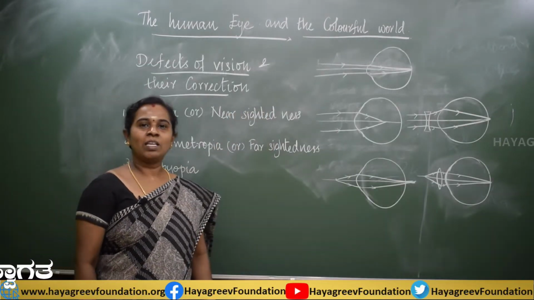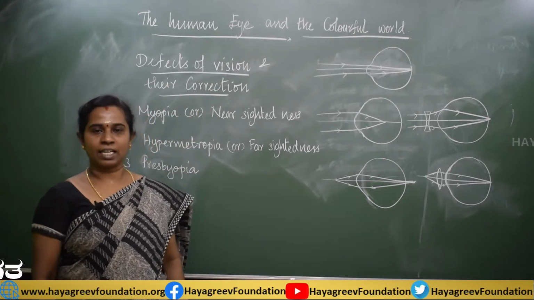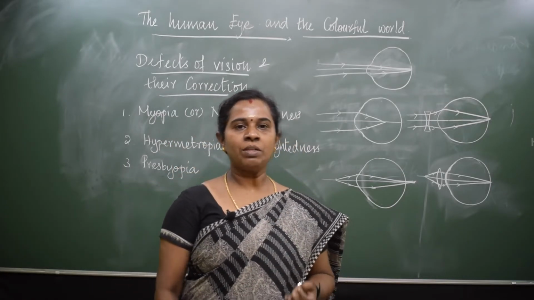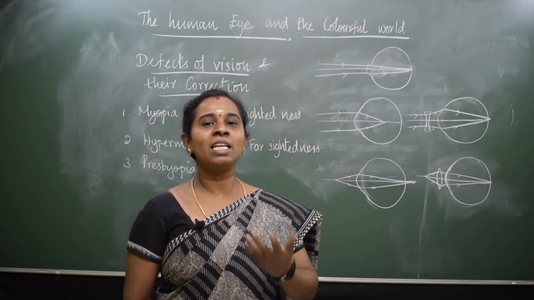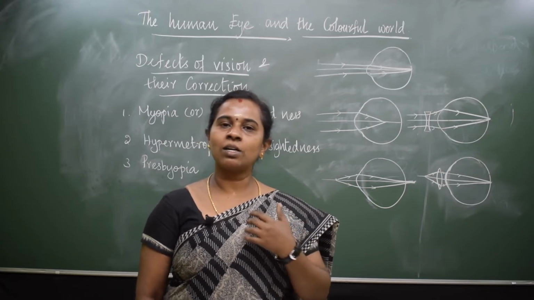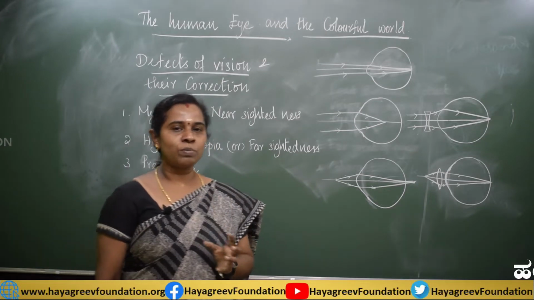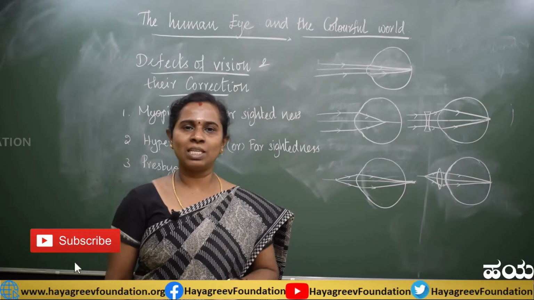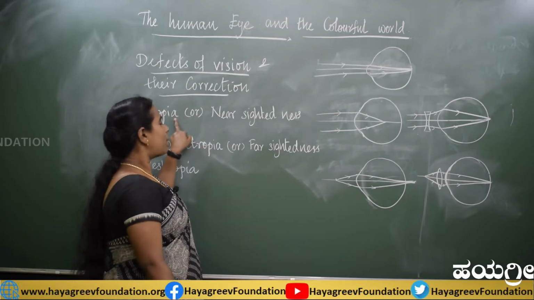Next I am going to explain defects of vision and their correction. Some people can see very near objects clearly, but they are unable to see distant objects clearly. That defect is called myopia, or short-sightedness, or near-sightedness. They can see objects very close to their eyes very clearly, but for distant objects the image will be blurred. That disease is called myopia.